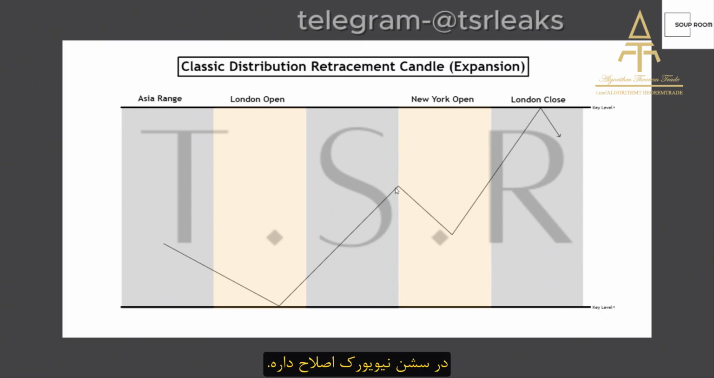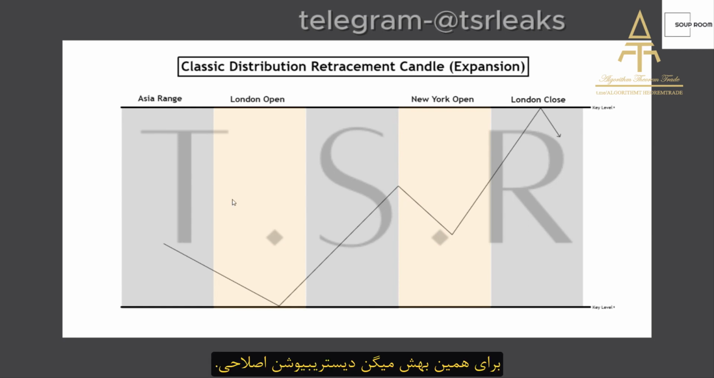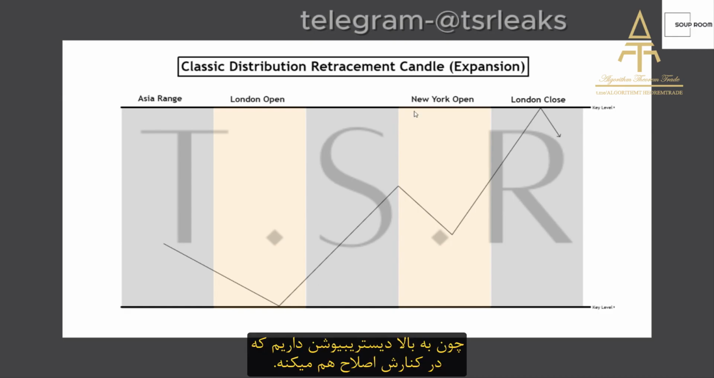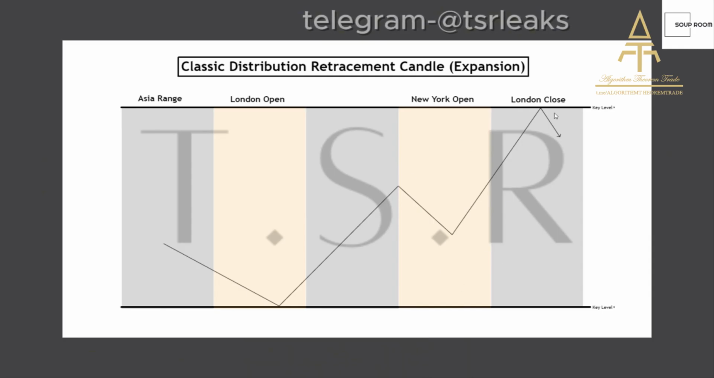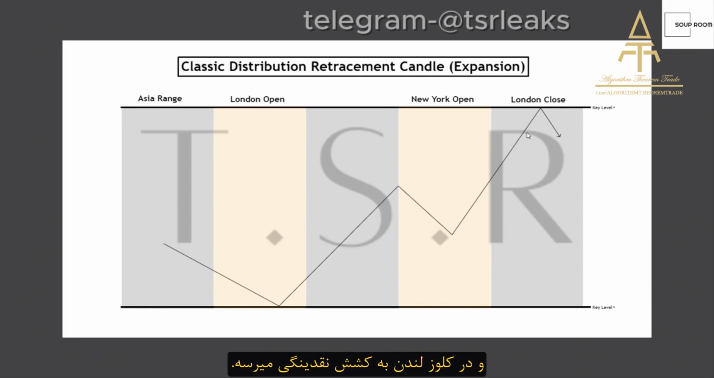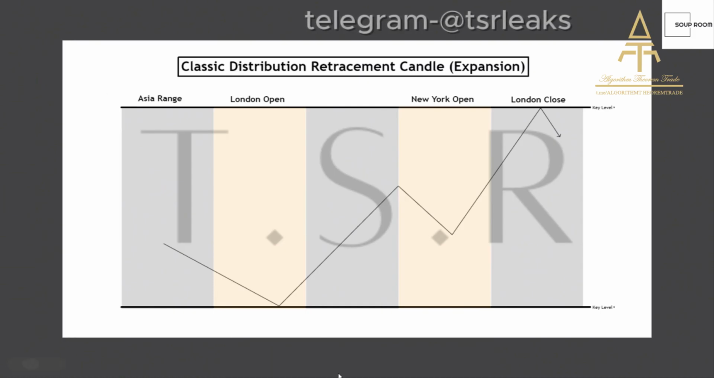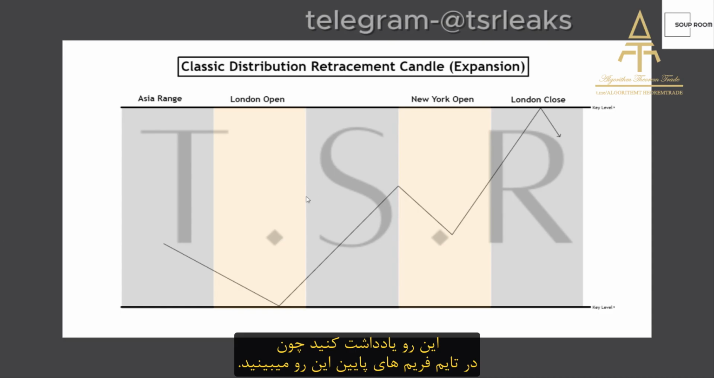As you can see, we had a New York session retracement here. This is why we call this a classic distribution retracement candle. We are distributing price to the upside, and we have a retracement during the New York Open. Okay, of course, draw on liquidity is reached during the London close. So let's break this down some more. In the next slide, we'll see a lower time frame view of this exact setup here.